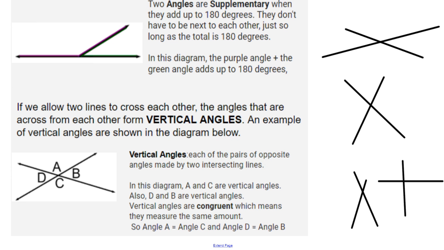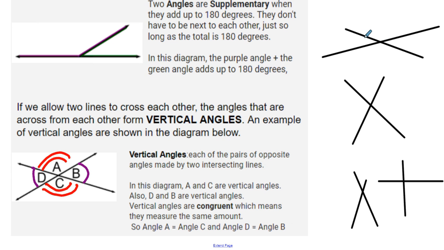A vertical angle is one of a pair of opposite angles made by two intersecting lines. This one right here is on the left. Everyone should know the opposite of left is right. So D and B are vertical angles. Angle A right up here is on the top. The opposite of top is bottom. So angle A and angle C are vertical angles.